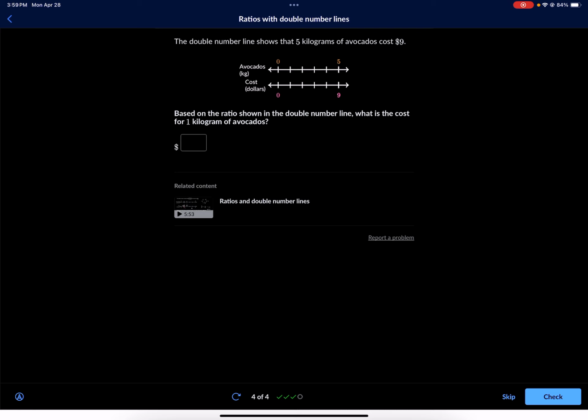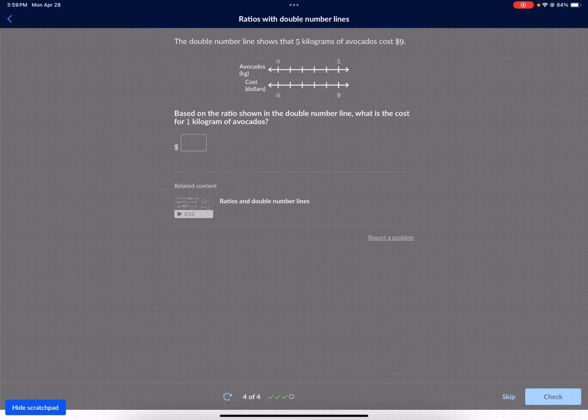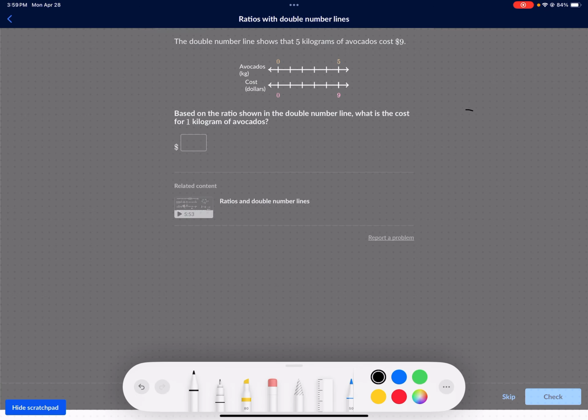The double number line shows that 5 kilograms of avocados cost $9. Based on the ratio shown in the double number line, what is the cost for 1 kilogram of avocados? We take our ratio, and ooh, yikes, we got prime numbers. This is where it kind of stinks, because now we're going to have to get a little literal here.